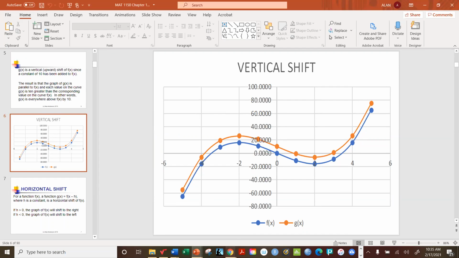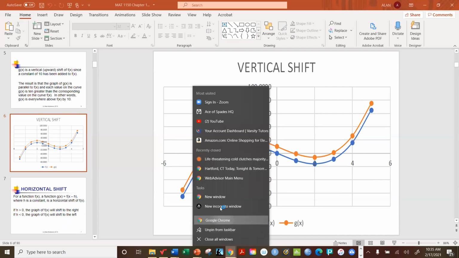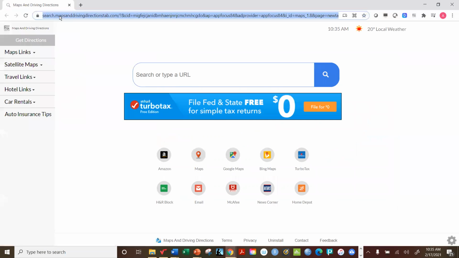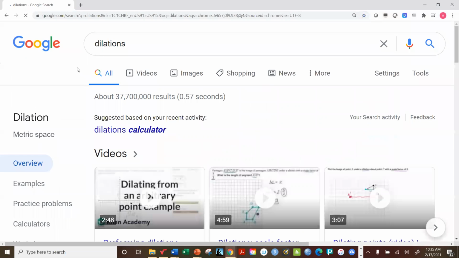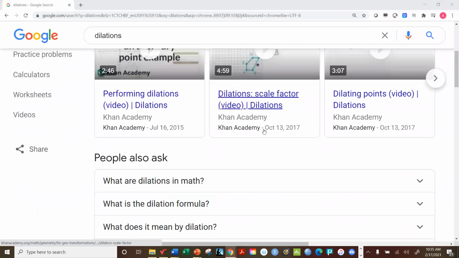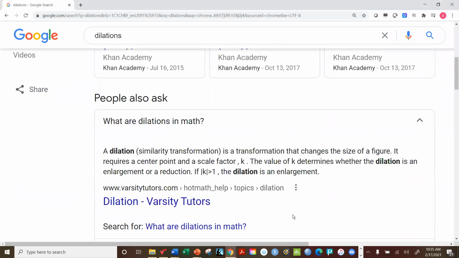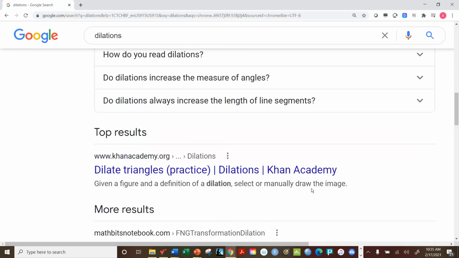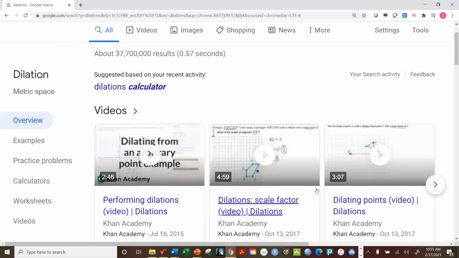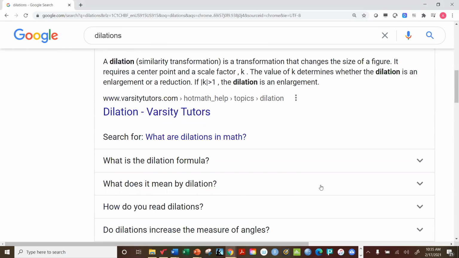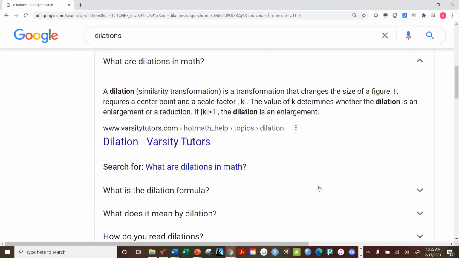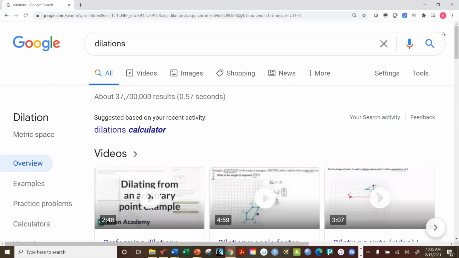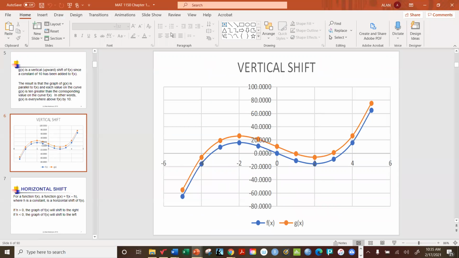Dilations. Ooh, I don't think that's in the book. Let me just double check that real fast. Yeah, I don't believe this book mentions that. So I think we'll just skip over it for now. Maybe later on we'll come back to this. The book didn't seem to think it was that important, so I guess we're not going to see that one here.